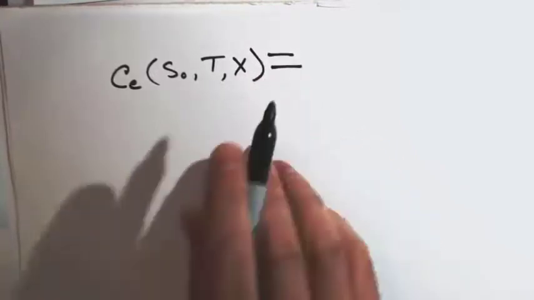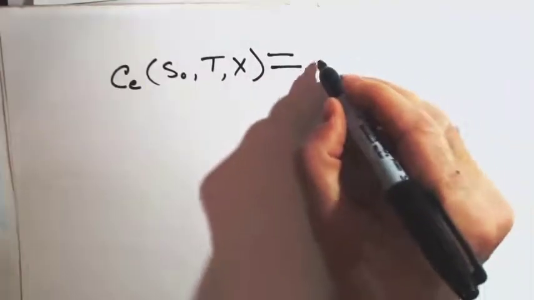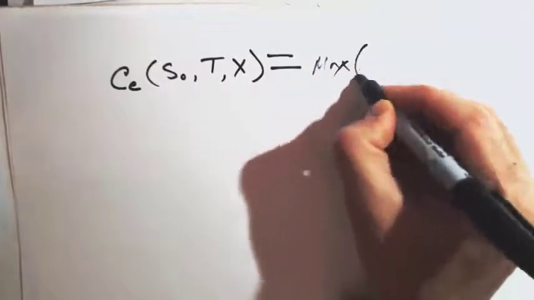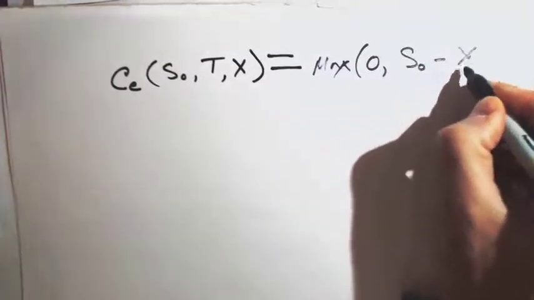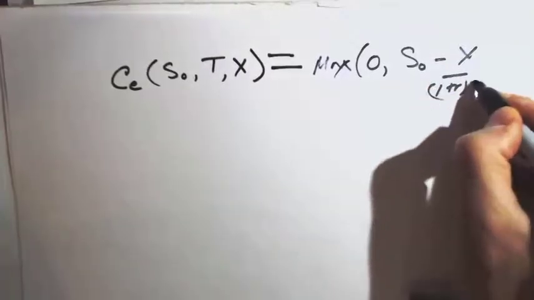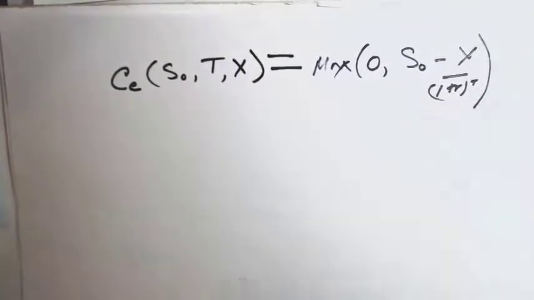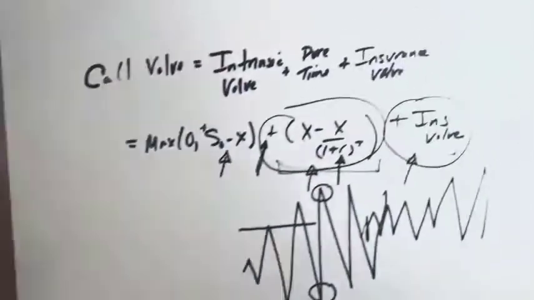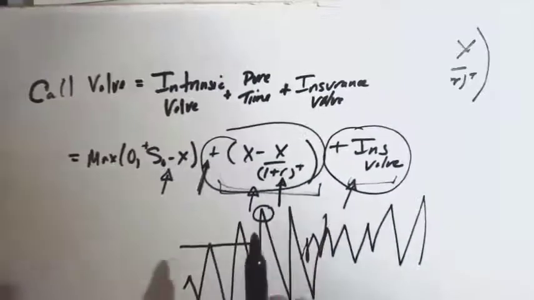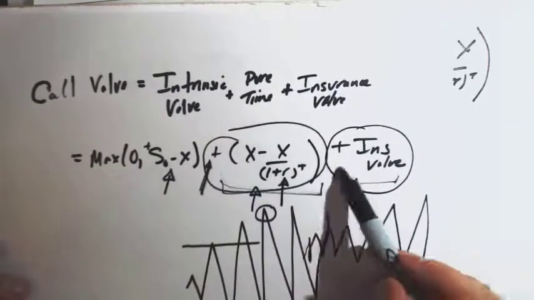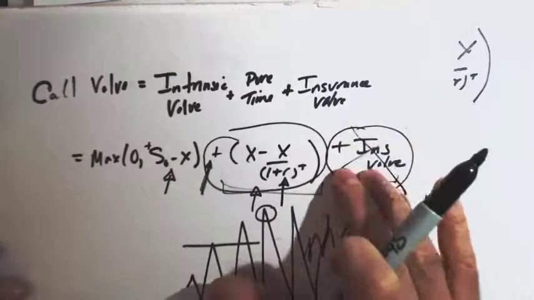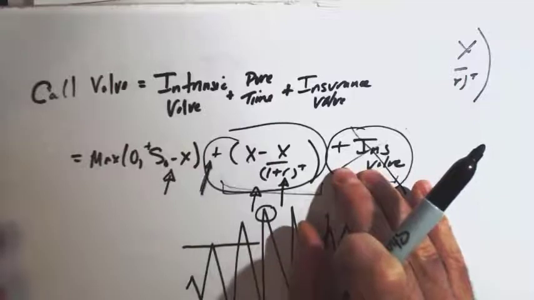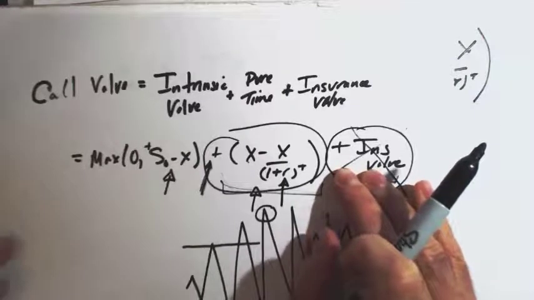So notice here, I'm making an equal sign. This is going to equal the maximum of 0 or the stock price today minus the present value of the strike. Really what I'm doing is saying the stock has no risk, so the insurance value disappears. There's no underlying risk, there's no insurance or speculative value because the underlying is not changing.